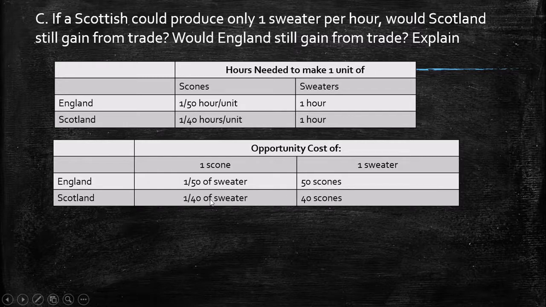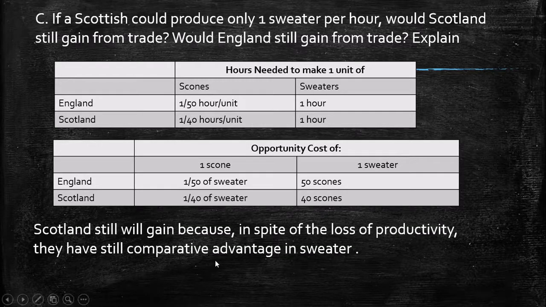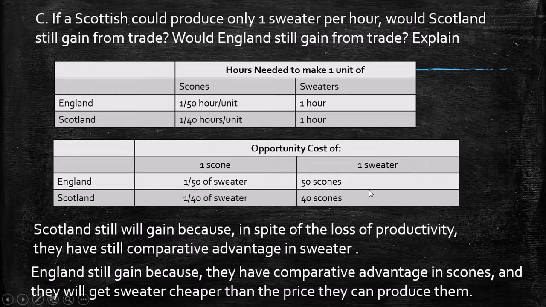So in this case, the opportunity cost is going to change, because it's going to be 1/40 and it's going to be 40 scones. Scotland will still gain, because in spite of the loss of productivity, they still have comparative advantage in sweaters. We see here in the sweater how the Scotland opportunity cost is lower than the England opportunity cost. And England still gains, because they have comparative advantage in scones, and they will get sweaters cheaper than the price at which they can produce them.